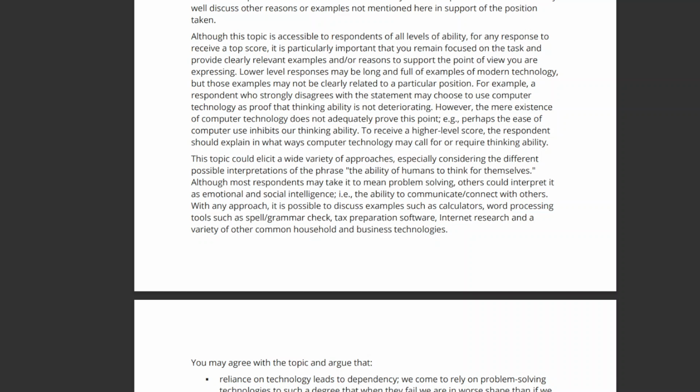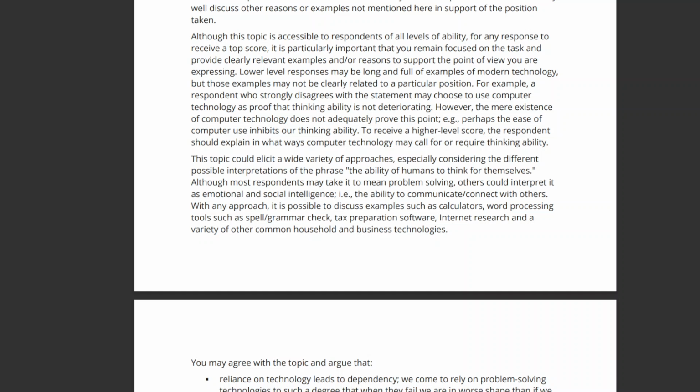Although this topic is accessible to respondents of all levels of ability, for any response to receive a top score, it is particularly important that you remain focused on the task and provide clearly relevant examples and/or reasons to support the point of view you are expressing. Lower-level responses may be long and full of examples of modern technology, but those examples may not be clearly related to a particular position. For example, a respondent who strongly disagrees with the statement may choose to use computer technology as proof that thinking ability is not deteriorating.